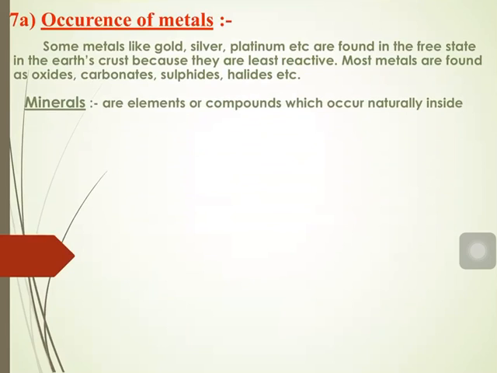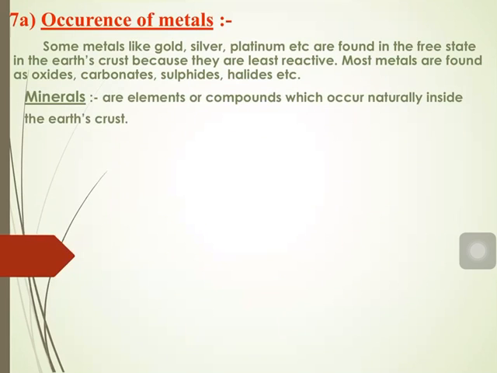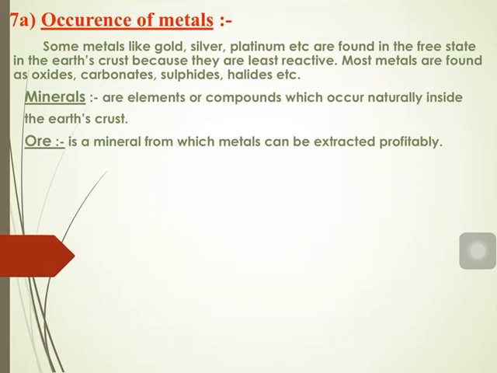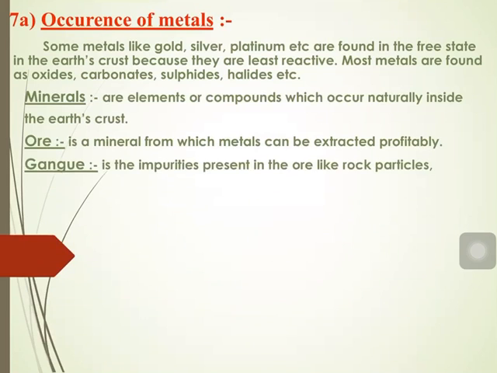So firstly, what are minerals? Minerals are elements or compounds which occur naturally inside the earth's crust. And an ore is a mineral which is used for extraction of metal profitably and easily. There is a quote in the book also: all minerals are not ores, but all ores are minerals. So you have to remember this: the minerals which are used for extraction of metal easily and profitably are called ores.